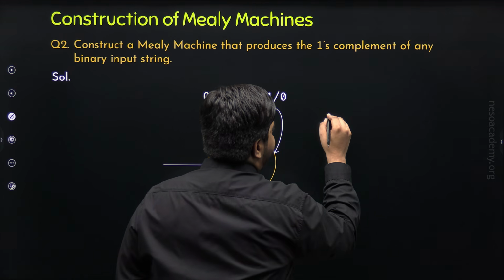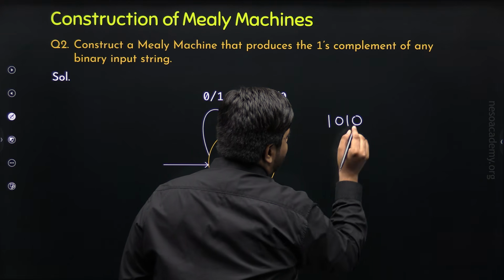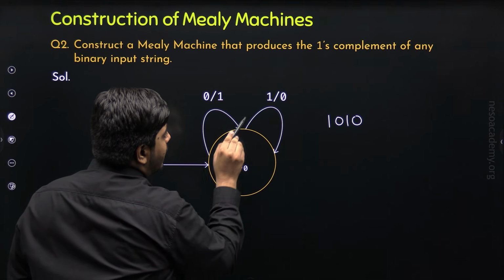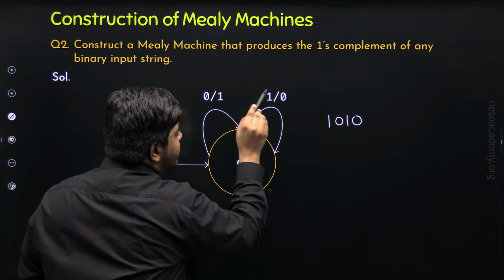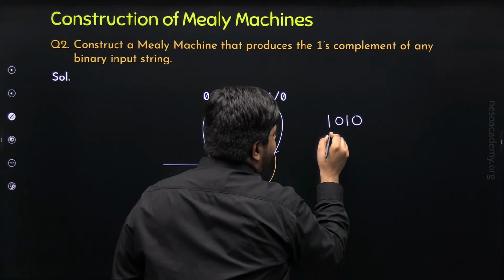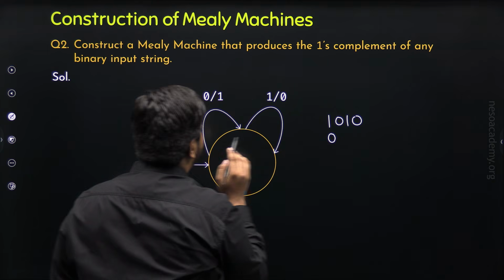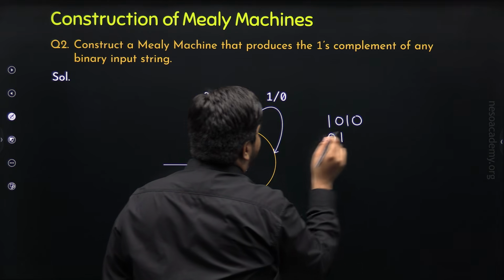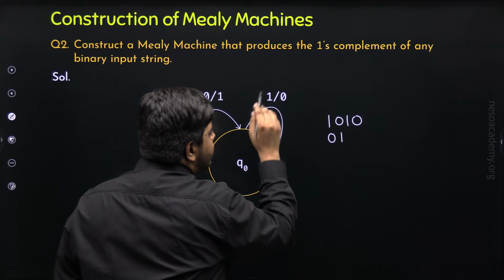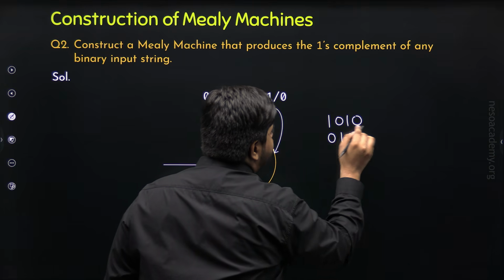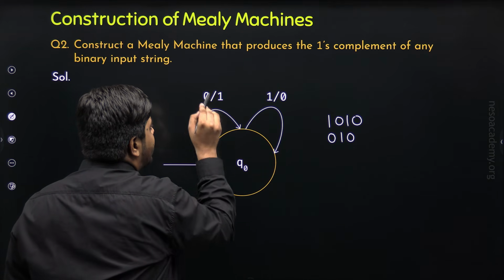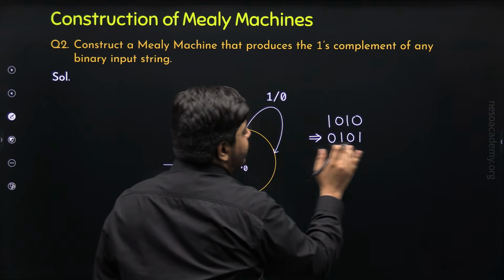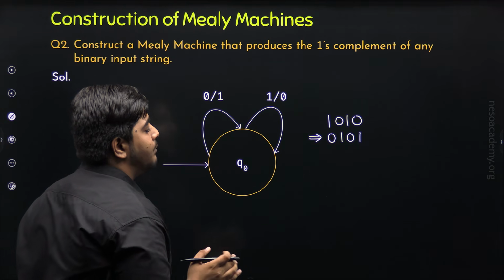Suppose we have taken the input string 1, 0, 1, 0. Now the first symbol is 1, so we will follow this particular transition. If the input symbol is 1, output is 0. Next symbol is 0, so if the input symbol is 0, the output is 1. Next we have 1, so the output is 0. And if the input is 0, the output will be 1. So this is the ones complement that we are getting for this binary input string.